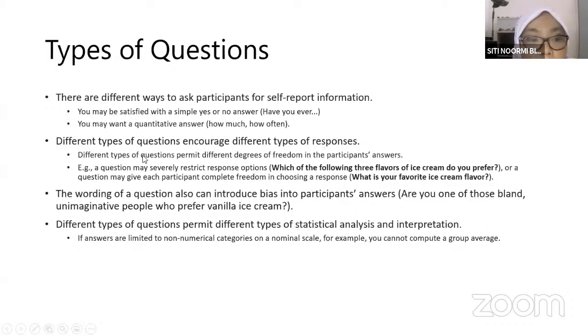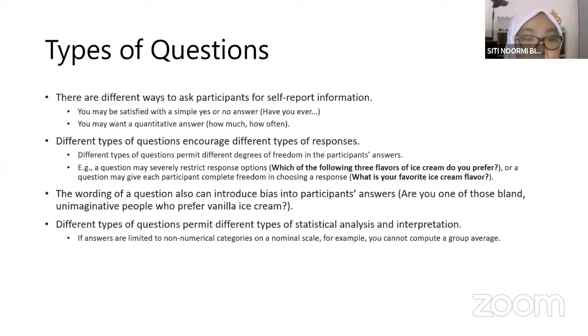Different types of question encourage different types of response. For example, different types of question permit different degrees of freedom in the participants' answers. A question may severely restrict response options. For example, which of the following 3 flavors of ice cream do you prefer? Then you provide the answer: 1, vanilla; 2, strawberry. It is a very restricted answer in which you already provided your respondent with the answer.